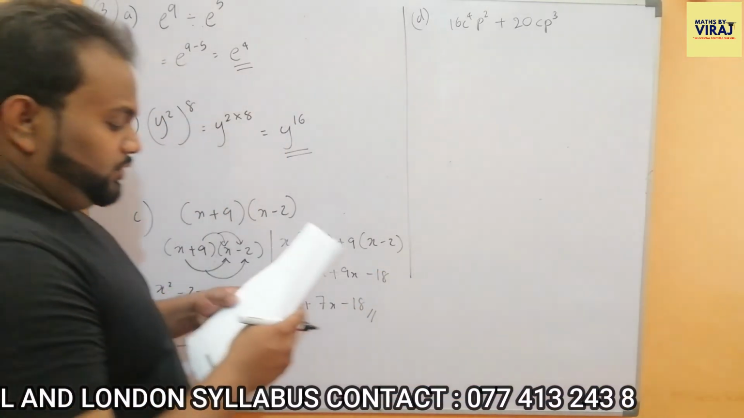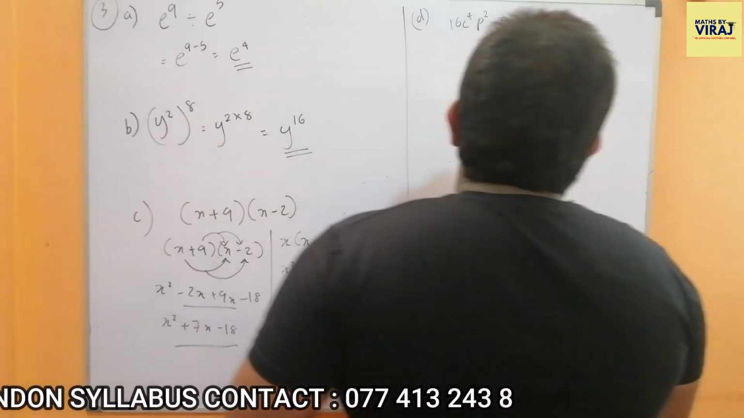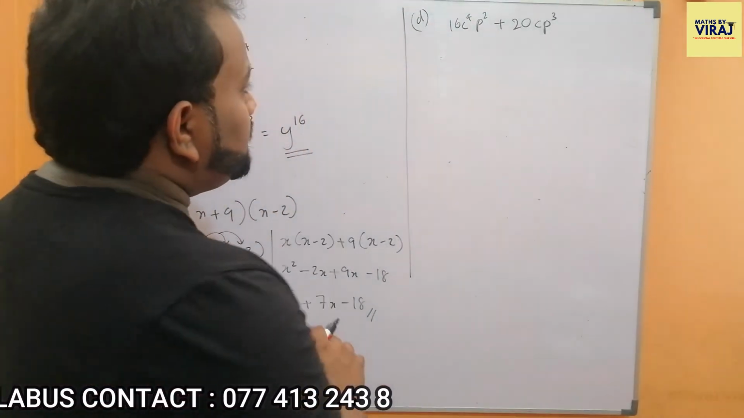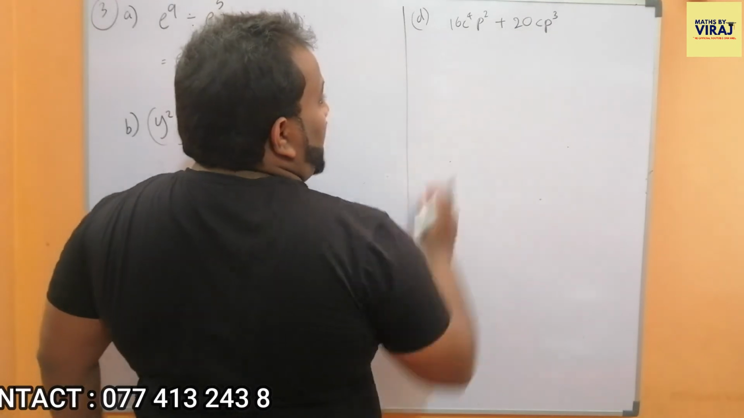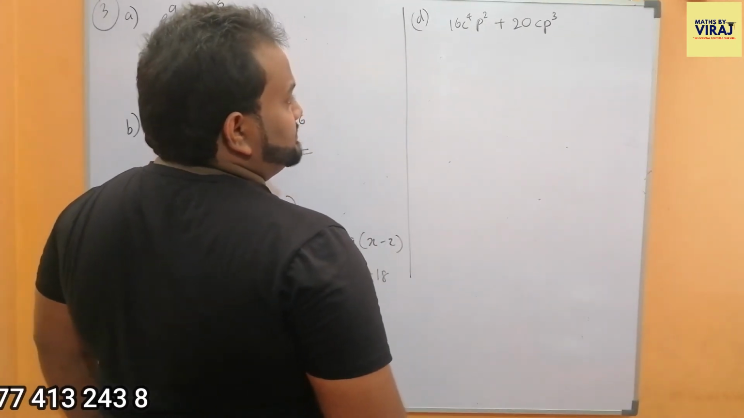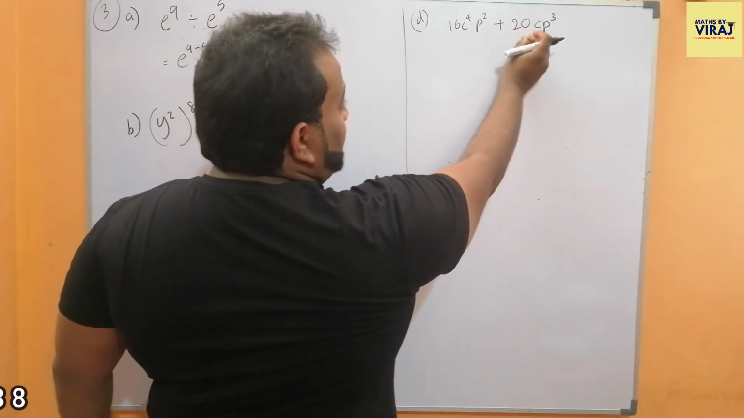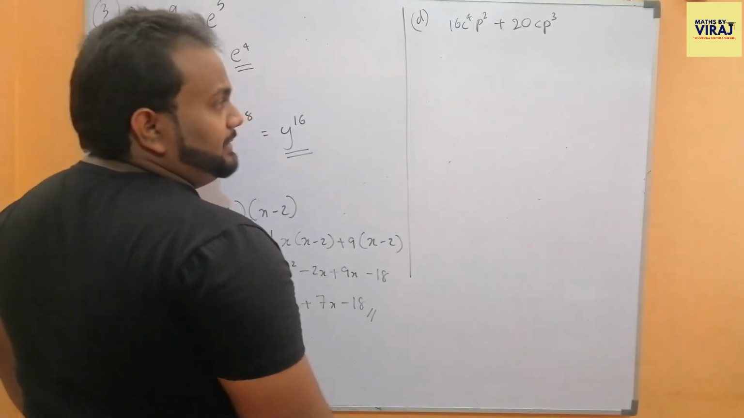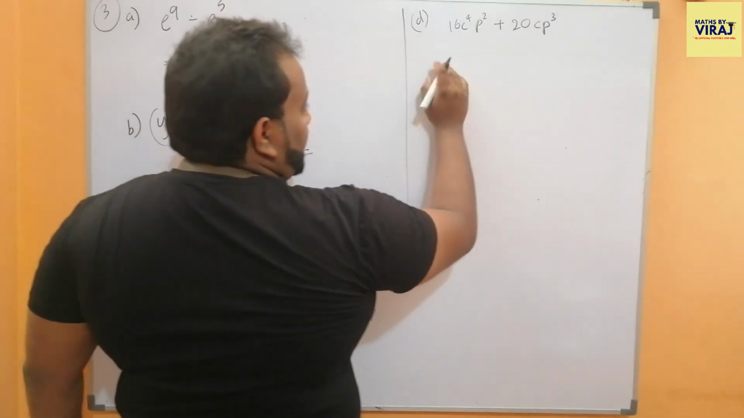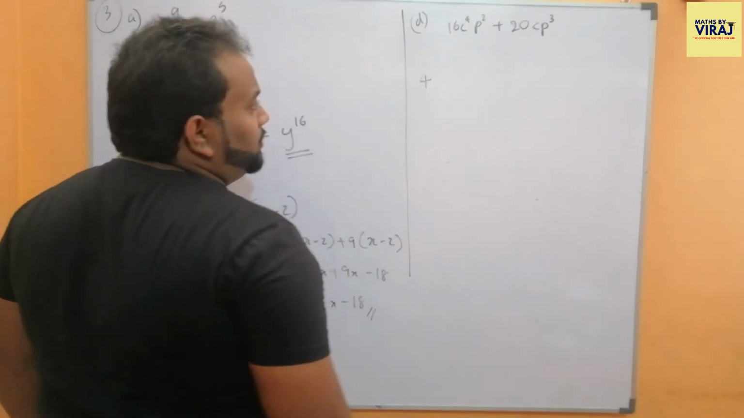Moving on to part D. Here we should identify what are the common terms. 16 and 20 both can be divided by 4. Therefore, I can take 4 as a common term out.